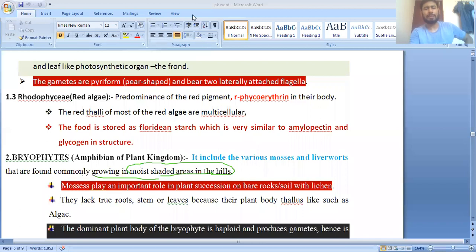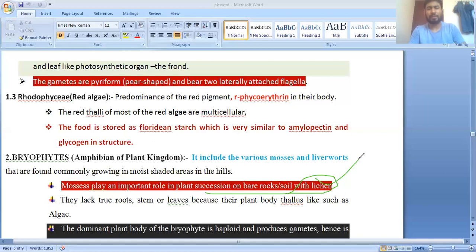And if we read the second statement, which is also very important, mosses play an important role in plant succession on bare rock soils. This sentence is explaining bare rocks and soil with lichens. Lichen, which you already studied, is also known as the pioneer of the rocks, and it is also considered a pollution indicator. Why a pollution indicator? Because in places where there is much pollution, lichens will not grow. Clear? It shows a symbiotic association between fungus and algae.